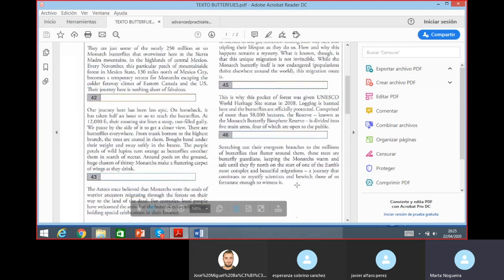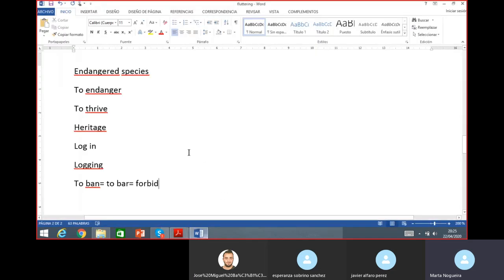Stretching out their evergreen branches to the millions of butterflies that flutter around them. Ok, hasta ahí. Stretching out, extendiéndose. Entonces, stretch es extender, estirarse, ¿vale? Si digo, today I'm going to do a little bit of yoga and I'm going to be stretching. Me voy a estar estirando, ¿vale? Es extender, estirar, stretch. Acabado en H. Y out, pues nada, stretching out, extendiéndose, ¿vale? Es un phrasal verb. Podéis decir stretch o stretch out. Esto también os lo quiero comentar.